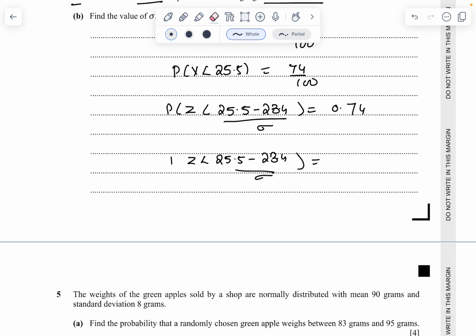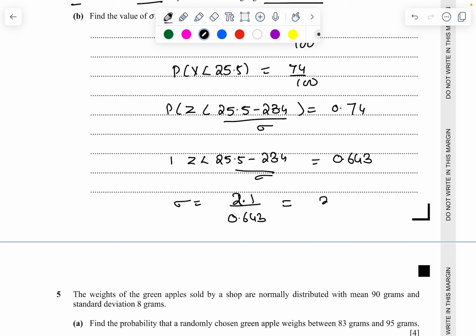What is the value for 0.74 from the table? It's going to be 0.643. So sigma equals 2.1 divided by 0.643, which is going to be nothing but how much? 3.27. Sigma value is 3.27. That completes question number 4. Now coming to question number 5.